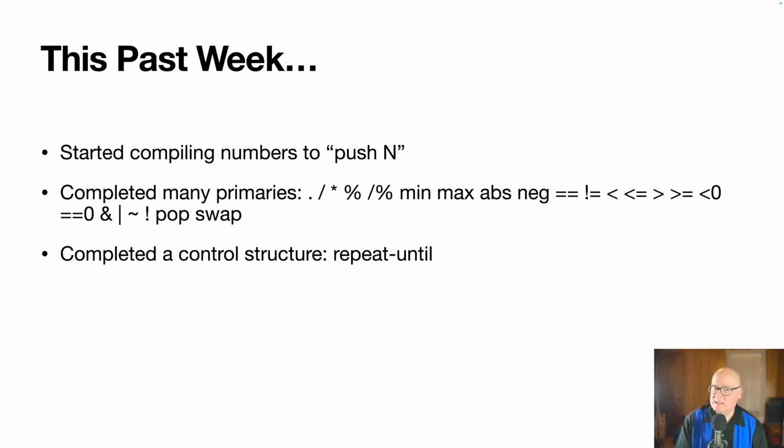So dot prints things, slash times, percent is mod, slash percent is div and mod, min, max, absolute, negative, all the relational operators, including comparison to zero, logical operators, and pop and swap. And we completed a control structure, repeat until. It's also one that happens at compile time.